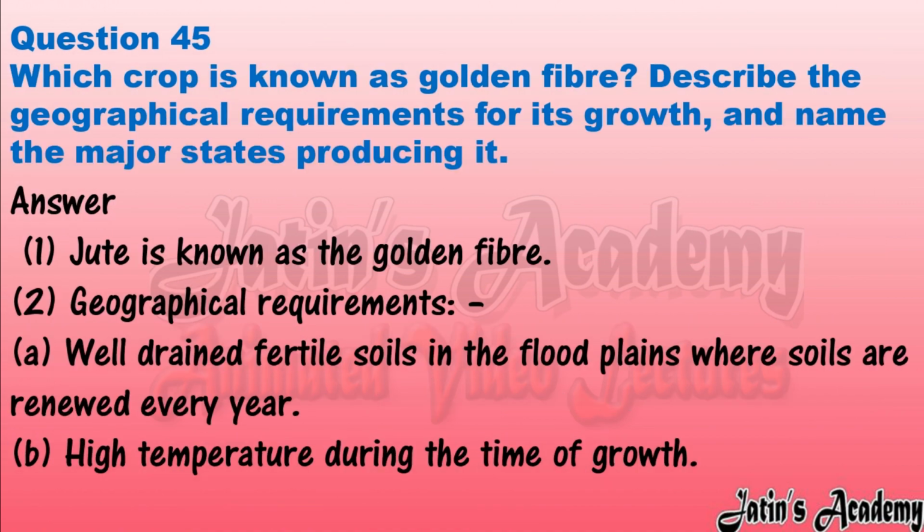Question 45. Which crop is known as golden fiber? Describe the geographical requirements for its growth and name the major states producing it. Answer. 1. Jute is known as the golden fiber. 2. Geographical requirements. A. Well-drained fertile soils in the floodplains where soils are renewed every year. B. High temperature during the time of growth.